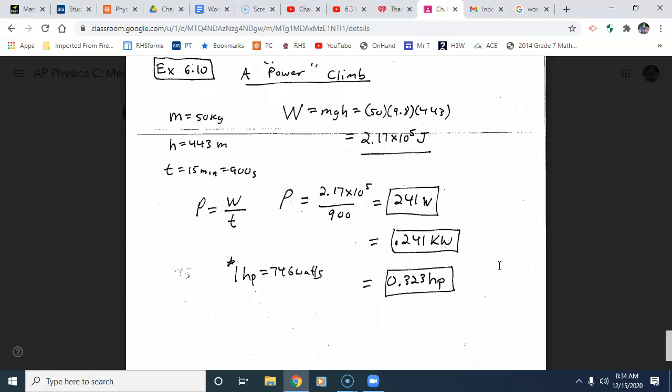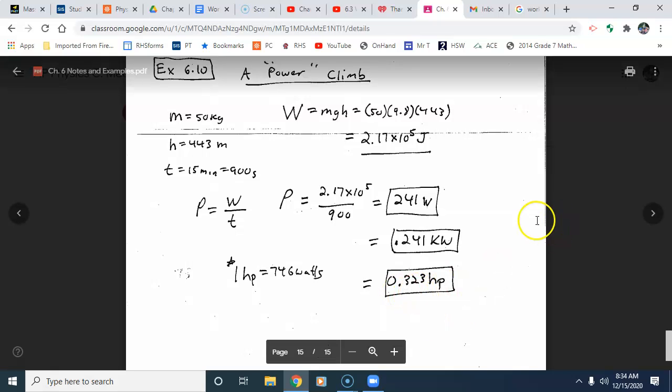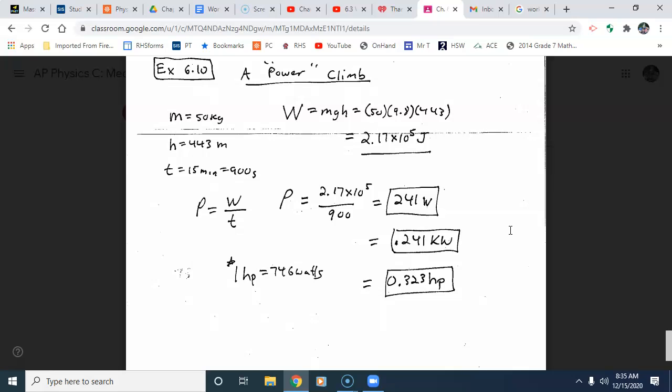However, that doesn't mean you can consistently keep that. Right? Because of getting tired, a person can't sustain a horsepower for a while. Sustainable power for a person is much lower than 1 horsepower. And speaking of that, I'll give you a brief history of horsepower. We'll end here.